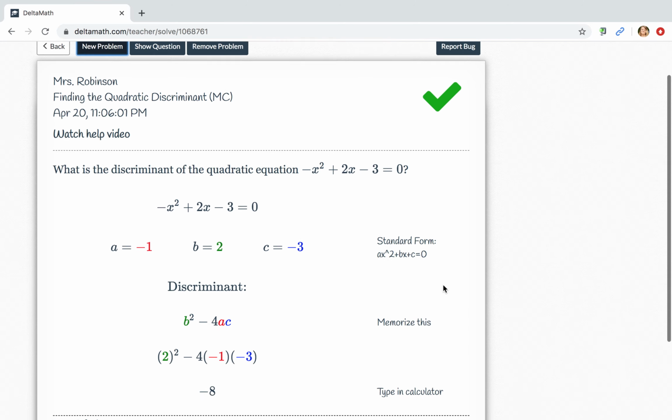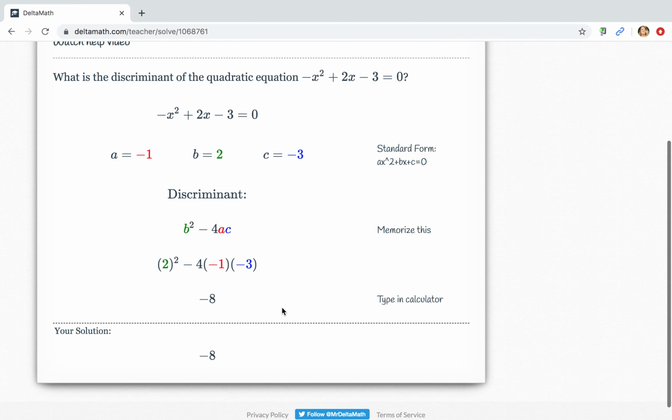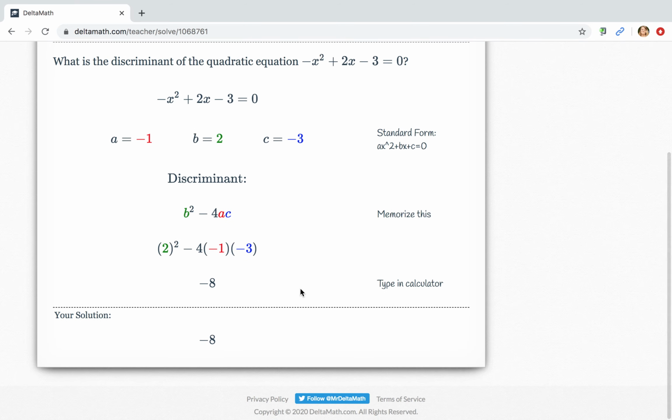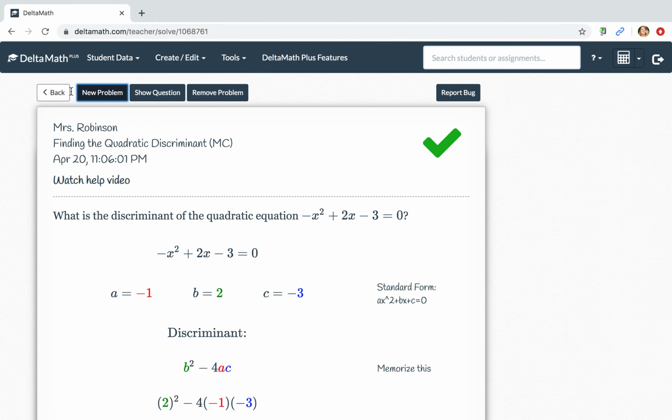All right, and we're good. And even here, it's going to give you an explanation. It says, what's the discriminant? Here's your A, your B, and your C, your formula, plugging it into the formula, and then it says type it in your calculator. So again, if you get stuck, it's on here on Delta Math as well.